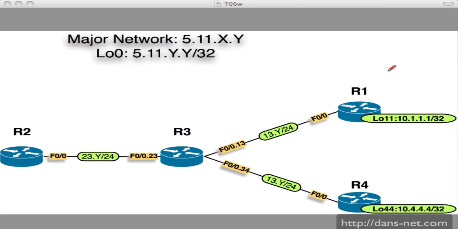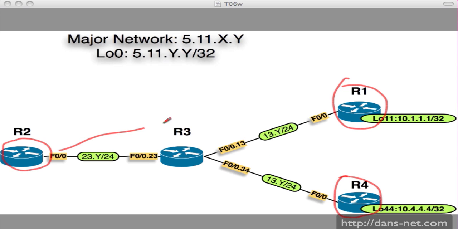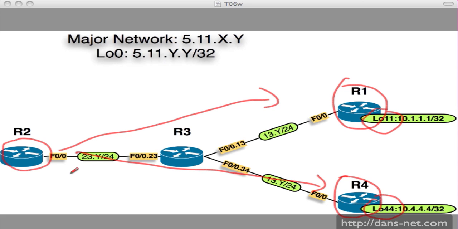R2 can ping R1's loopback 11 and R4's loopback 44 from some of its interfaces. Here is R2, and here is R1 and R4. We are told that R2 cannot ping both loopback 11 and loopback 44 from all of its interfaces. What are R2's interfaces? It's FastEthernet 0/0 and Loopback 0.